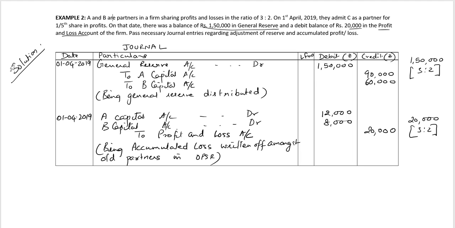So this is the answer for the second example. Again, we used the first method, but we distributed the general reserve separately, and in a separate journal entry we wrote off the P&L debit balance among the old partners in their old profit sharing ratio. Let's go to the third example.